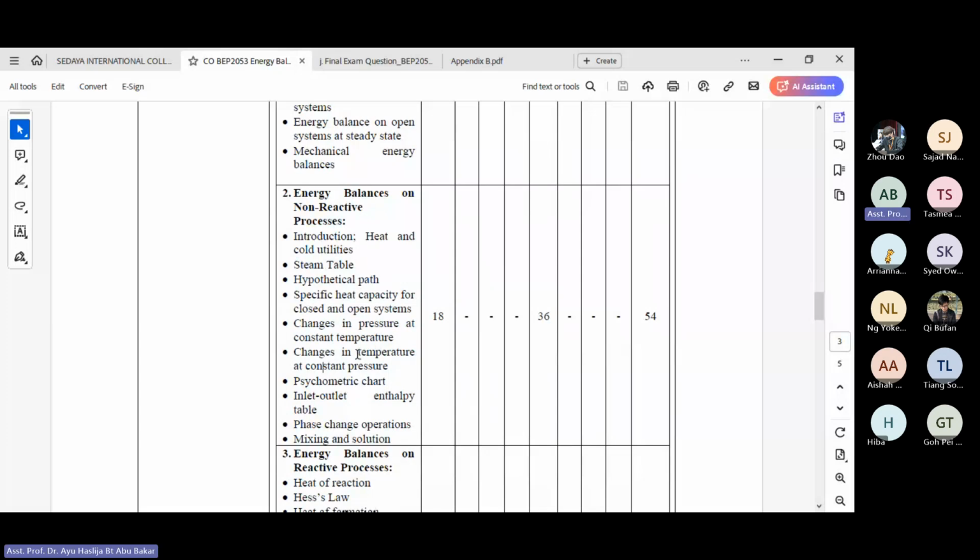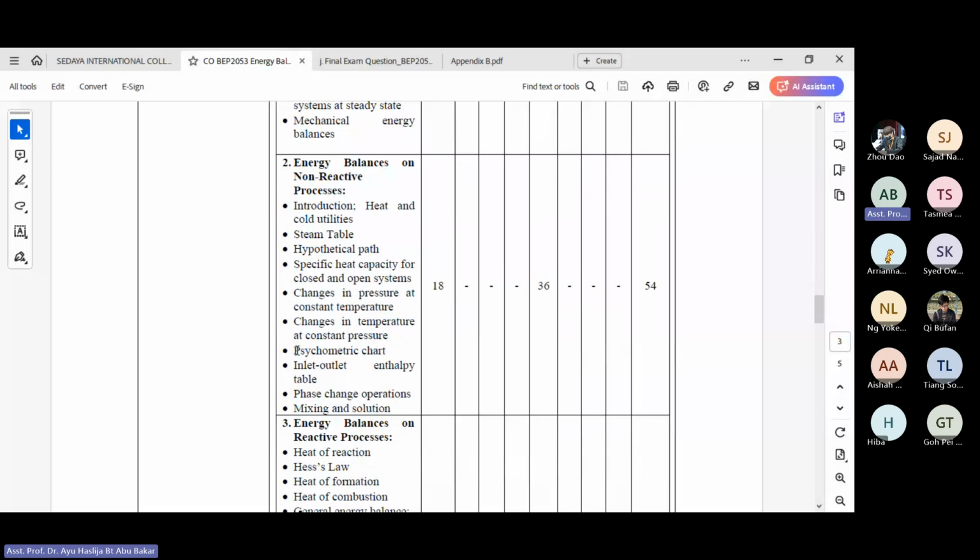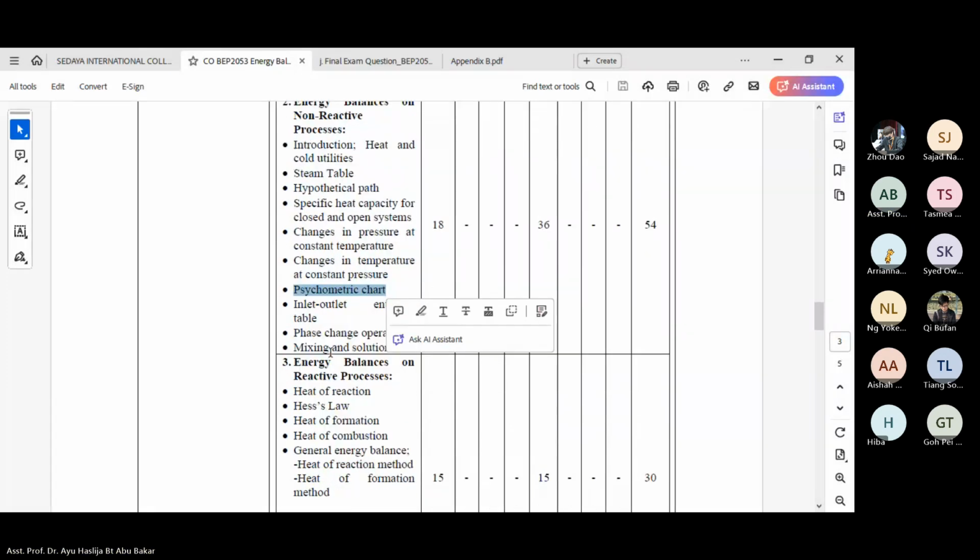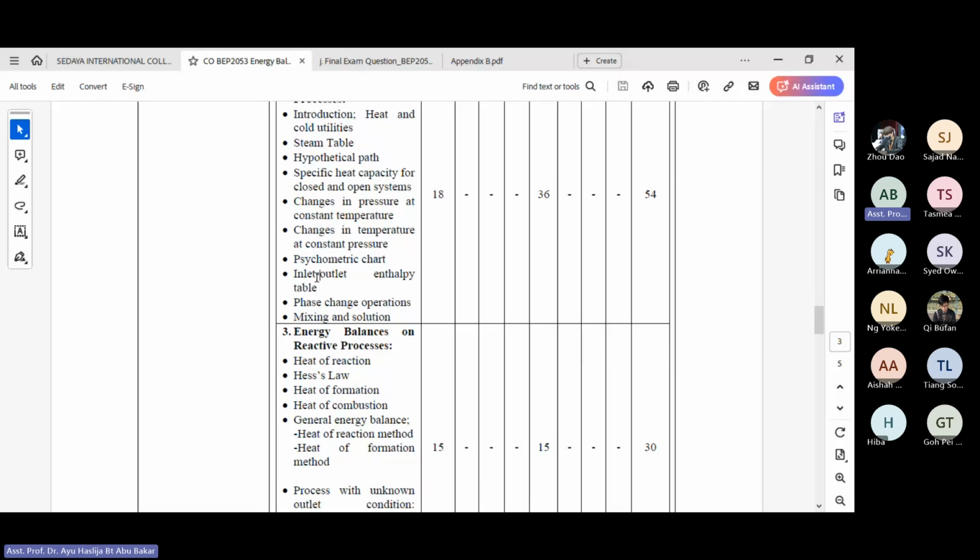Okay, then changes in temperature at constant pressure, how to find the enthalpy, CpdT. Psychrometric chart. Make sure you know how to read a psychrometric chart. The chart will be given. Then the inlet and outlet enthalpy table. In most energy balance questions, you might need to construct this enthalpy table.